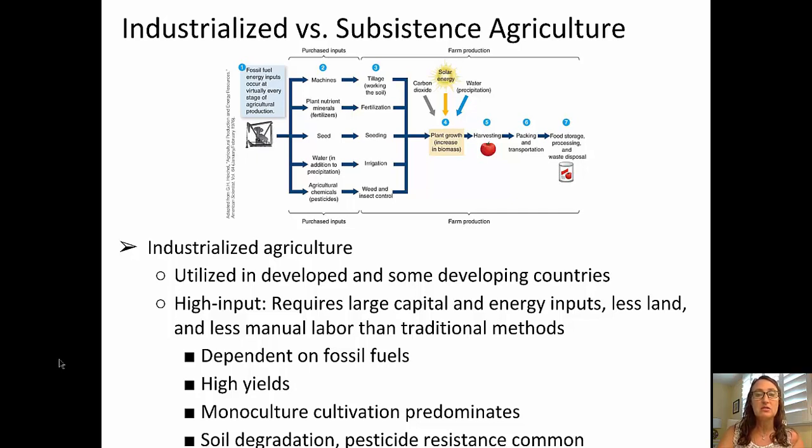But it's highly dependent on fossil fuels to produce those high yields through monoculture cultivation, and it also encourages soil degradation, and pesticide resistance becomes common.